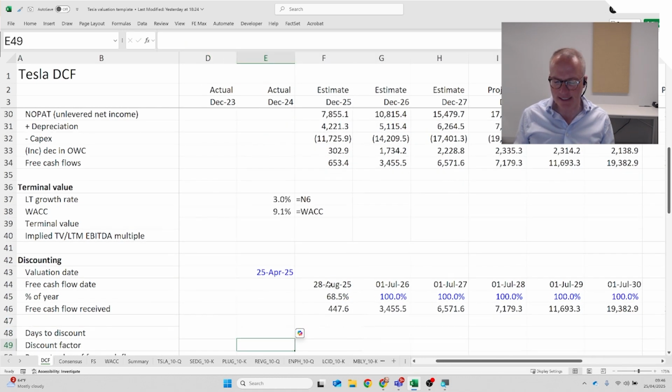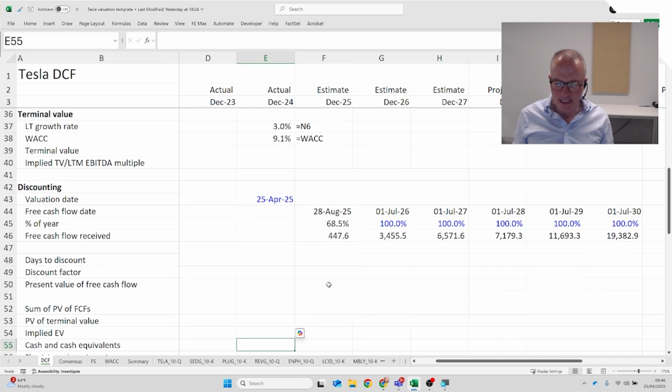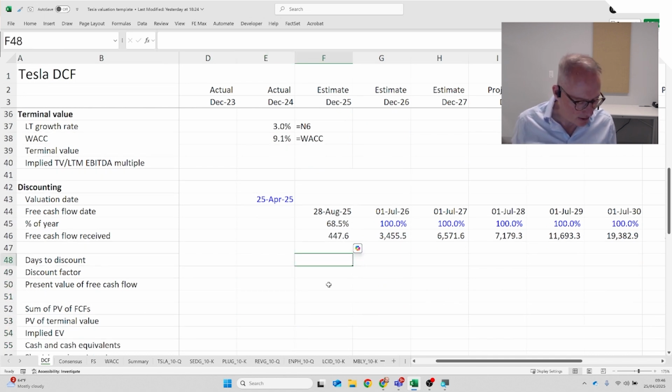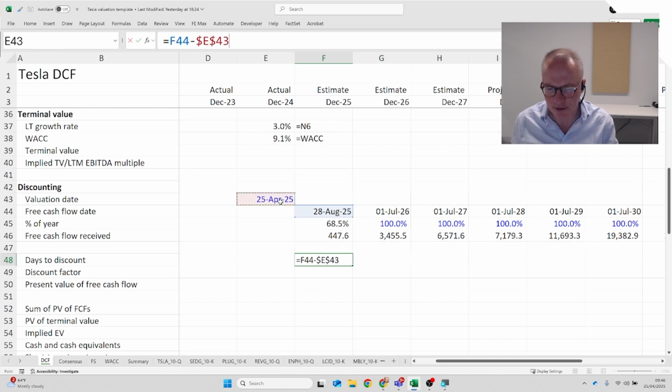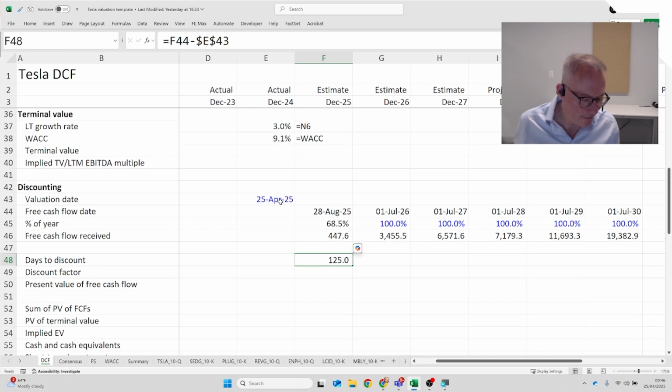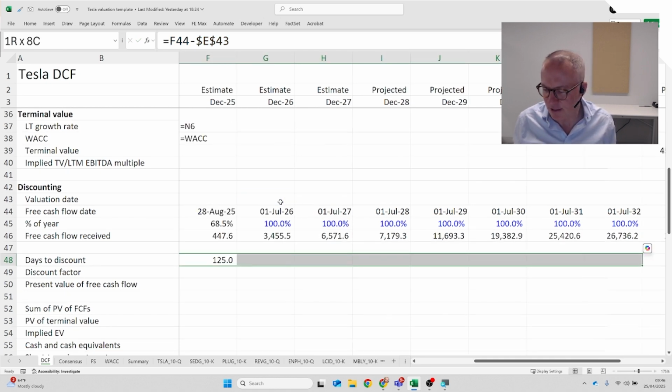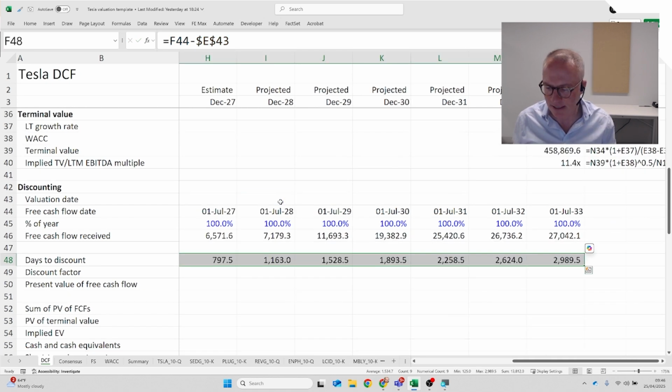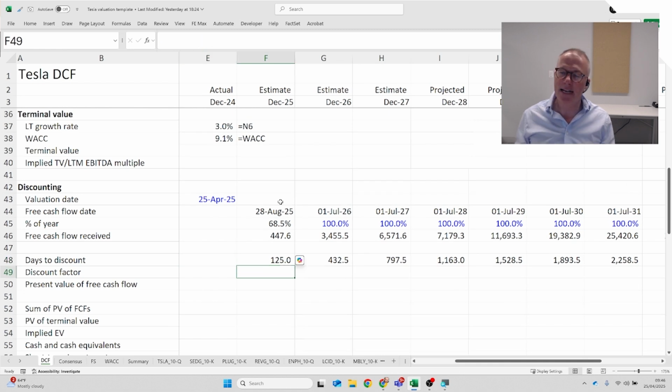So now I'm ready for discounting, and we're going to build a little discounted model here. The days that we need to discount, we're going to calculate based on just a day count. We take the date of the cash flow, and then subtract the valuation date, and I'll absolutely reference that. So it's 125 days, and if I copy that right, you'll see the days that we've got to discount go up significantly.